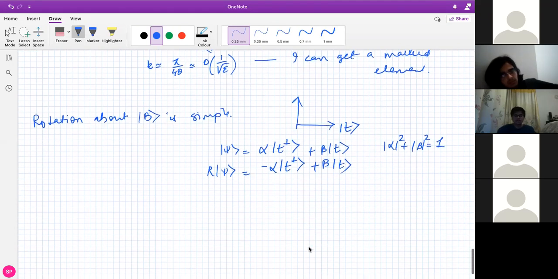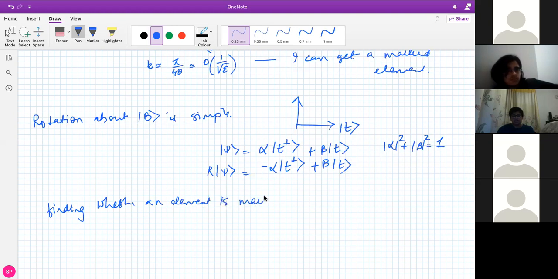So here also, we are doing the same thing. Rotation about B just means finding whether an element is marked. That's all, okay? And we are going to assume that finding whether an element is marked or not just takes checking cost C, okay? We don't have to fill it in now, we're just going to assume some value C. Okay?